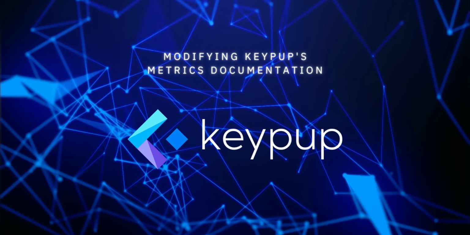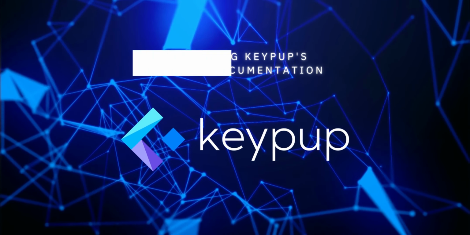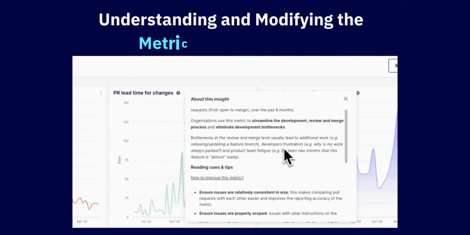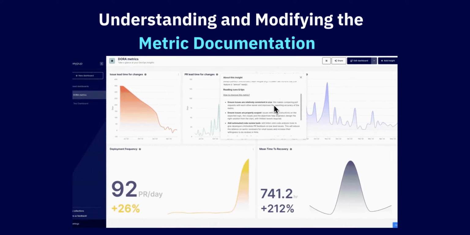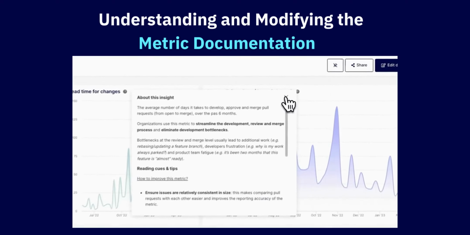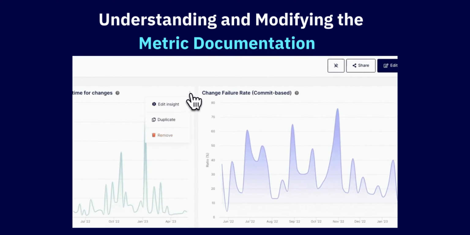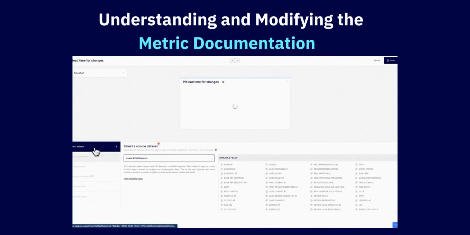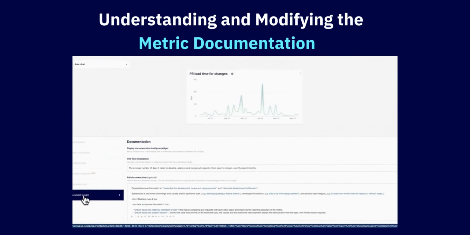Understanding and modifying Keypup's metric documentation. In the realm of software engineering metrics, it's not uncommon for individuals who didn't create a particular metric to struggle with understanding how it has been calculated, why it matters, and how to improve it. This lack of clarity can hinder effective decision-making and impede progress within an organization.